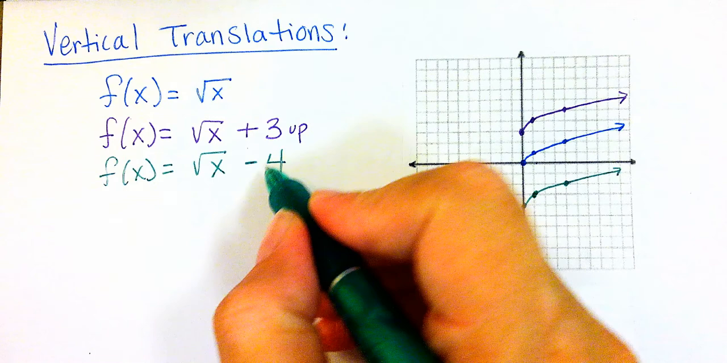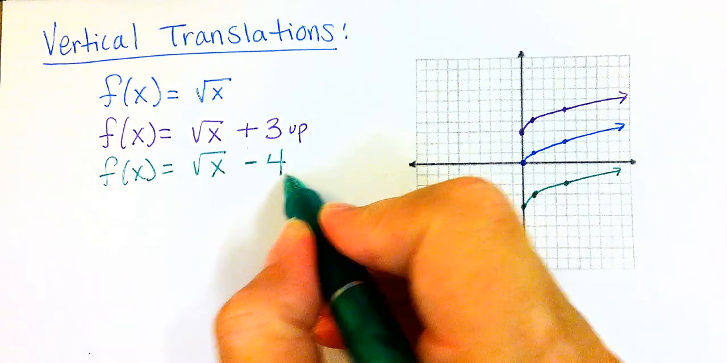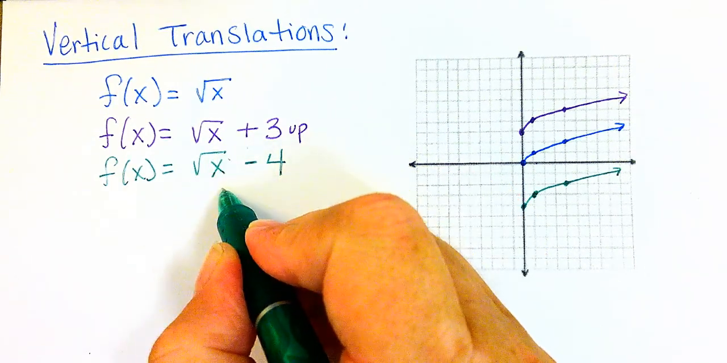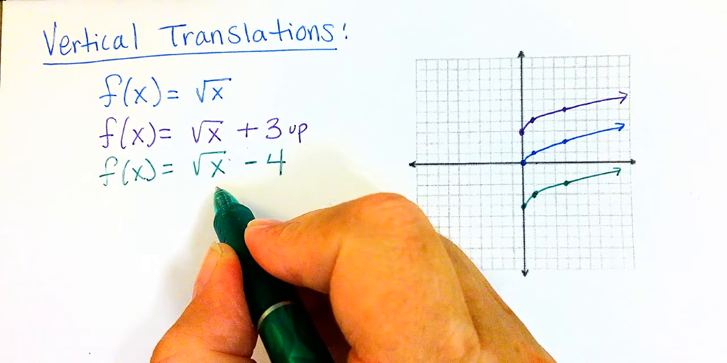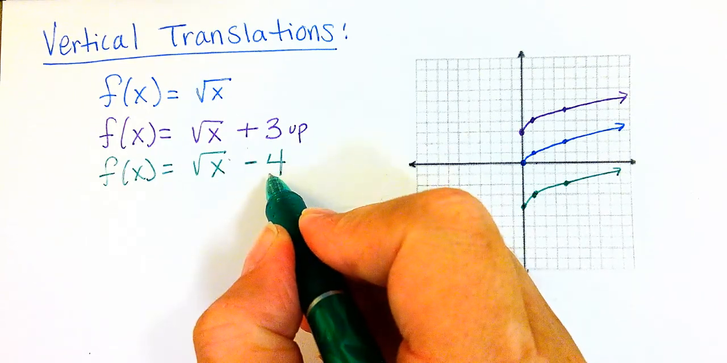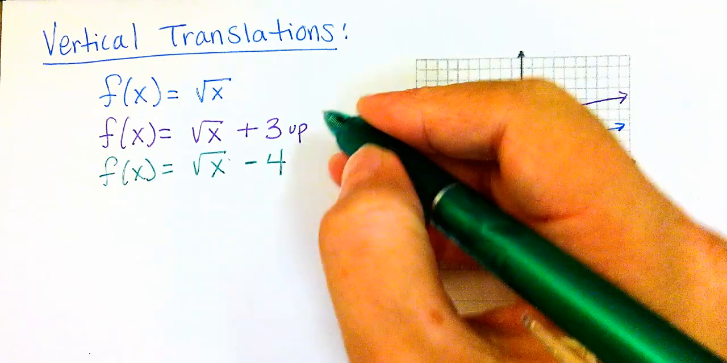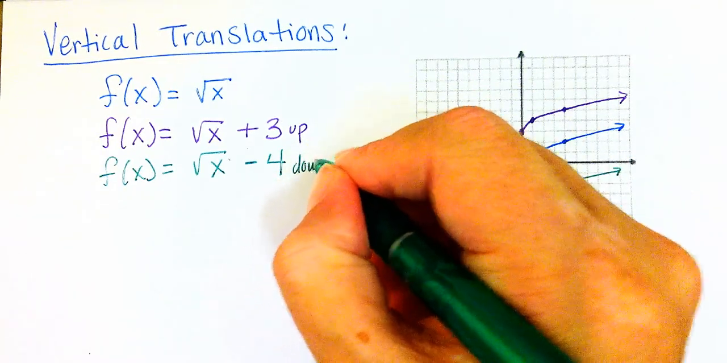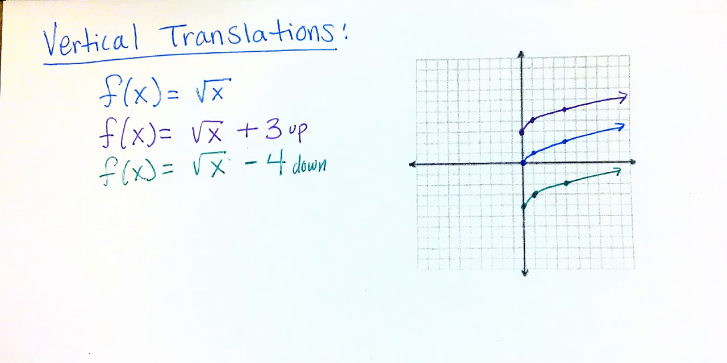So if I subtract a number on the outside of any function, and I'm showing this specifically with the square root function, but this could be really any function here, if I subtract a number from that function, it's going to move it down however many units are there. So in this case, it was 4. Those are called vertical translations. You're taking a parent function, moving it up or moving it down based on the number that's added or subtracted.